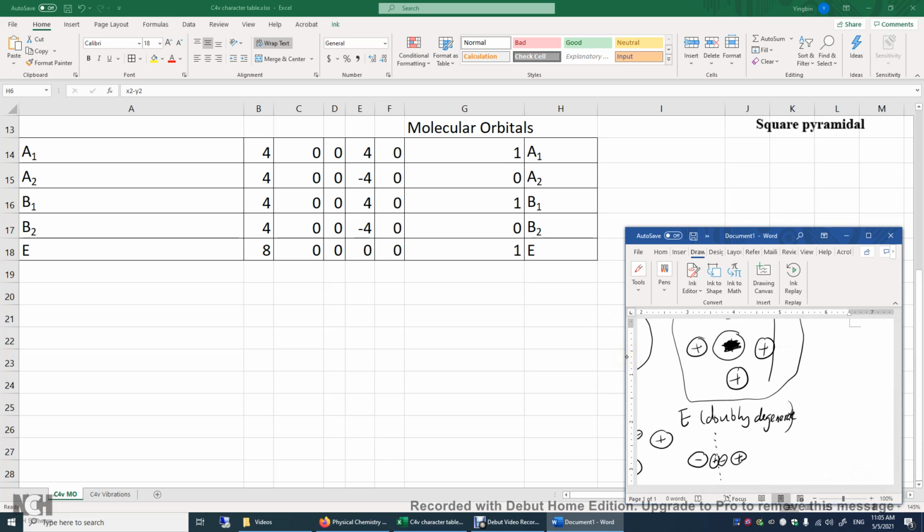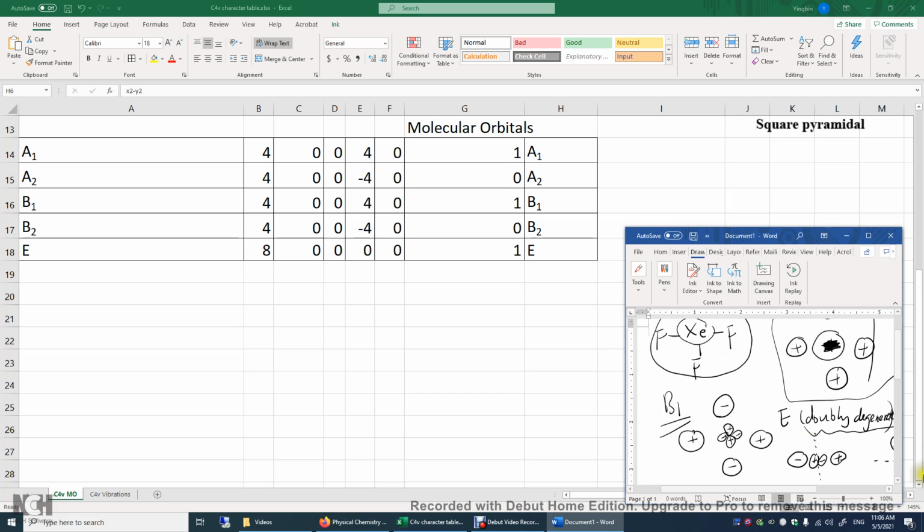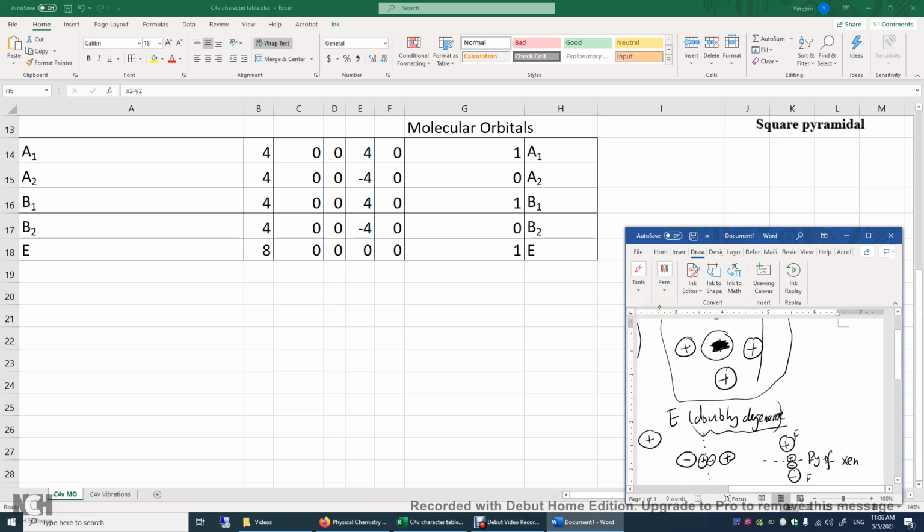All right, and then since we're talking about doubly degenerate orbitals, you can also have this positive on top, negative on the bottom for the fluorine atoms. So you have a fluorine here, another fluorine here. And in the x direction, you have a node. And of course, this may interact with the 2py orbital of xenon. This is constructive interference. But also, you can change this sign to negative and this sign to positive, and then you have destructive interference between the 2py orbital of xenon and the two fluorine atoms, one on top, one on the bottom.